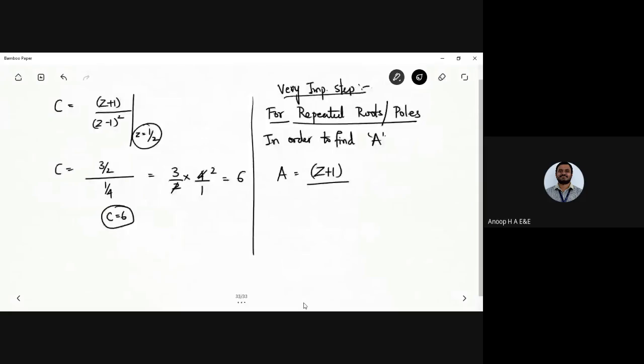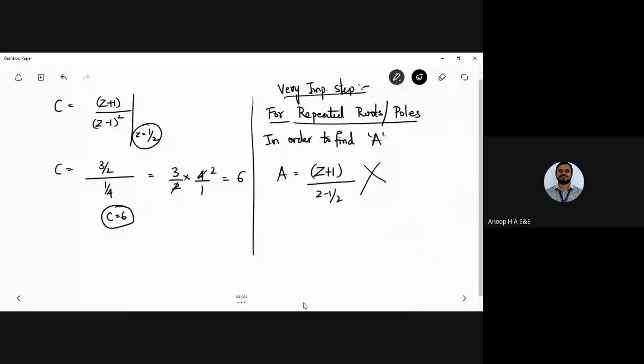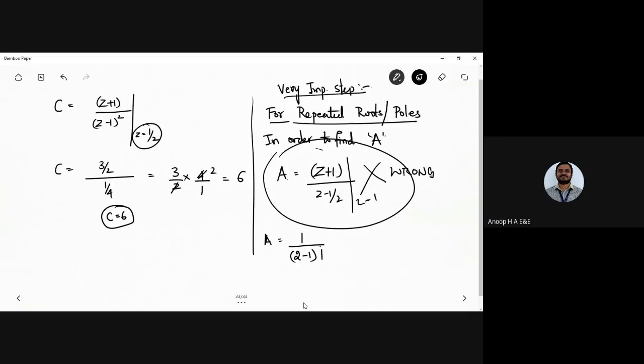plus 1 divided by, that is the value. What you have here, that is entirely wrong. It is entirely wrong. And if you take z is equal to 1, it is entirely wrong. So what we have to do in order to find out A, I have 1 divided by (2 minus 1) factorial. So it is repeated twice. Okay, so that's the reason why I take it as 2.